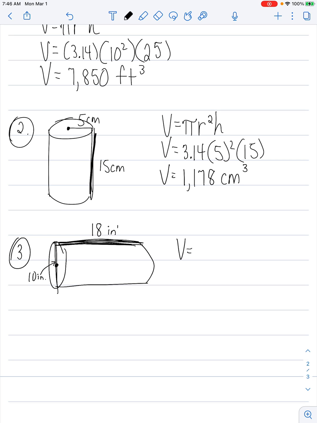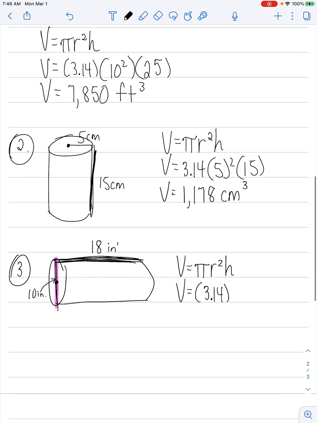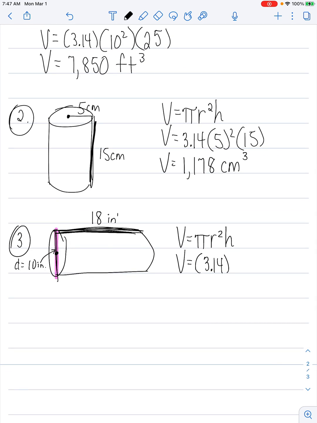It looks like a cylinder, so I'm going to write volume equals pi times radius squared times height. We said pi is 3.14, or you can use your pi symbol. My radius, now they gave us all the way across, is 10. So just like we practiced up here, all the way across is 10, so that's the diameter. I need the radius, so I'm going to divide by 2 to get a radius of 5 inches. Be careful, that's a common oversight in these problems. And my height is 18.